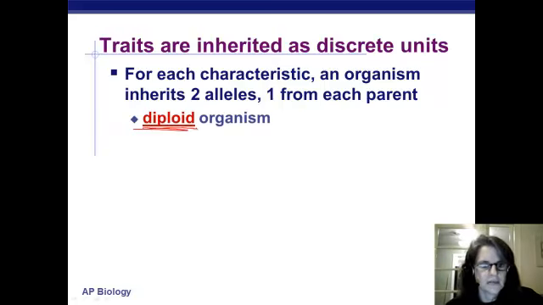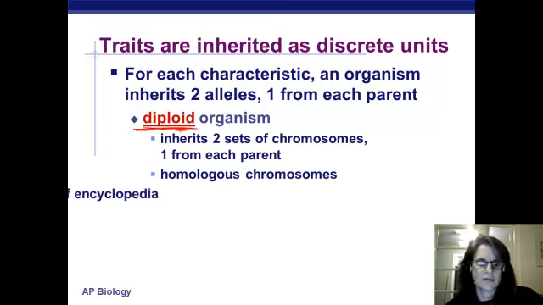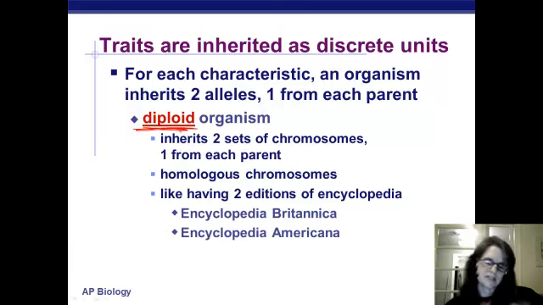Diploid organisms, which pea plants are, which you are, get a set of chromosomes from mom and a set from dad. So you have a pair of chromosomes, like you have a pair of shoes, one from mom, one from dad. Okay? Two sets of chromosomes, and we call them homologous. This is a great analogy.